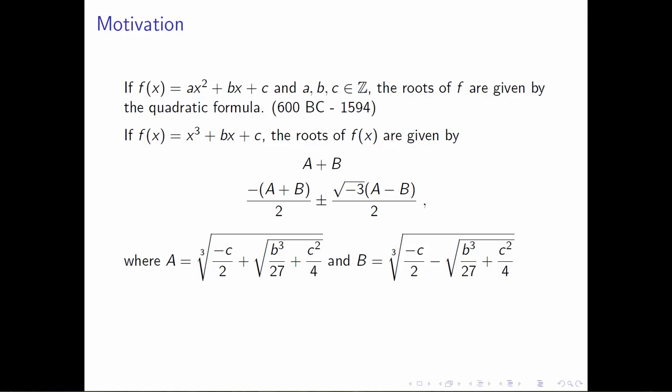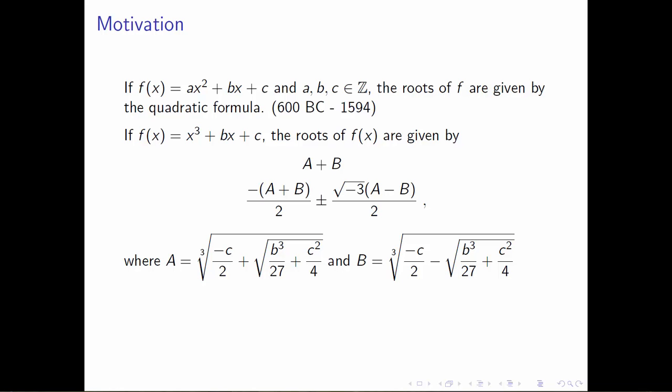And notice what's involved in each of these letters. Again, not pretty, but all I've done is I've taken integers, I've added them, subtracted them, multiplied them, divided them, and then taken some roots, square roots, cube roots, etc. And I was able to piece together the roots of this cubic polynomial.